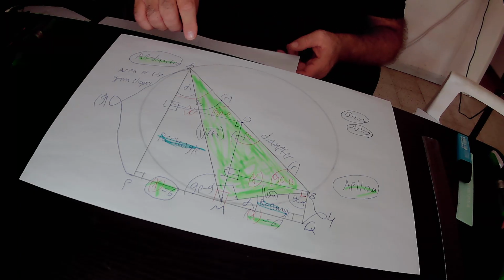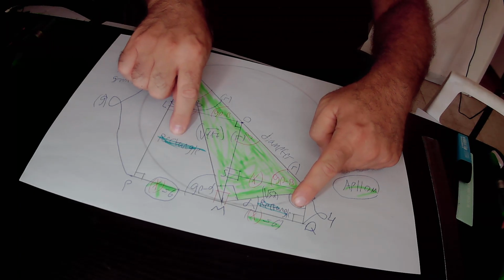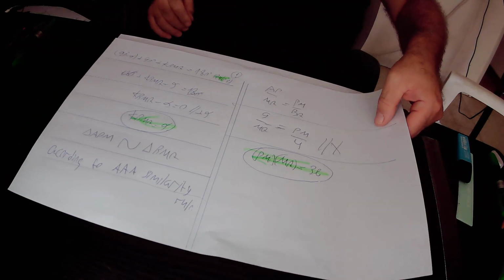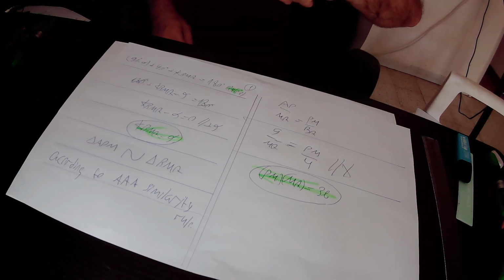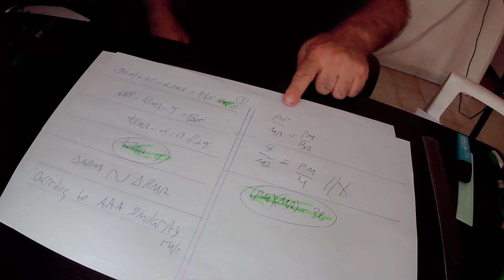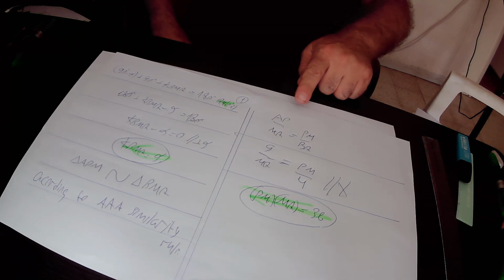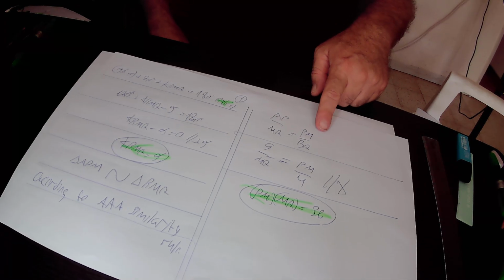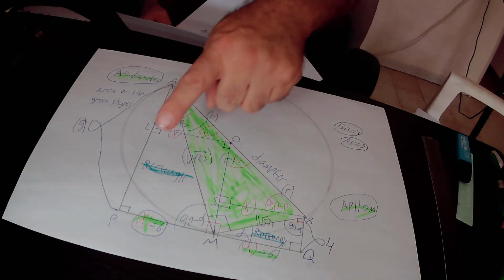And again, from the fact that those two right triangles are similar to each other, we will derive that the following relationship exists between their sides. Side AP of the big right triangle APM over side MQ of the small right triangle BMQ is equal to side PM of the big right triangle APM over side BQ of the small right triangle BMQ.